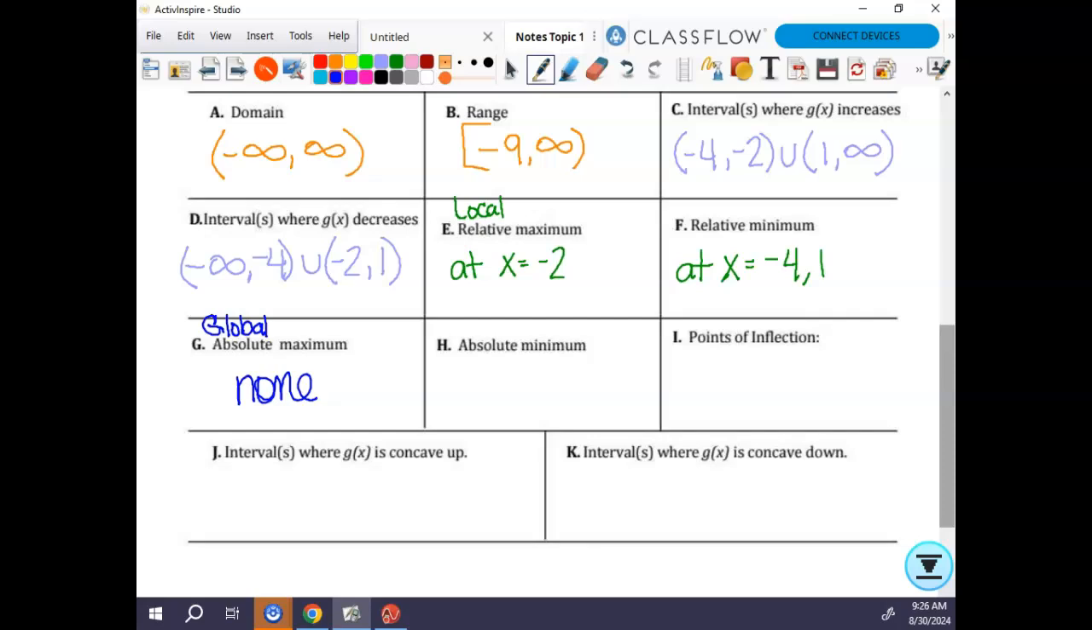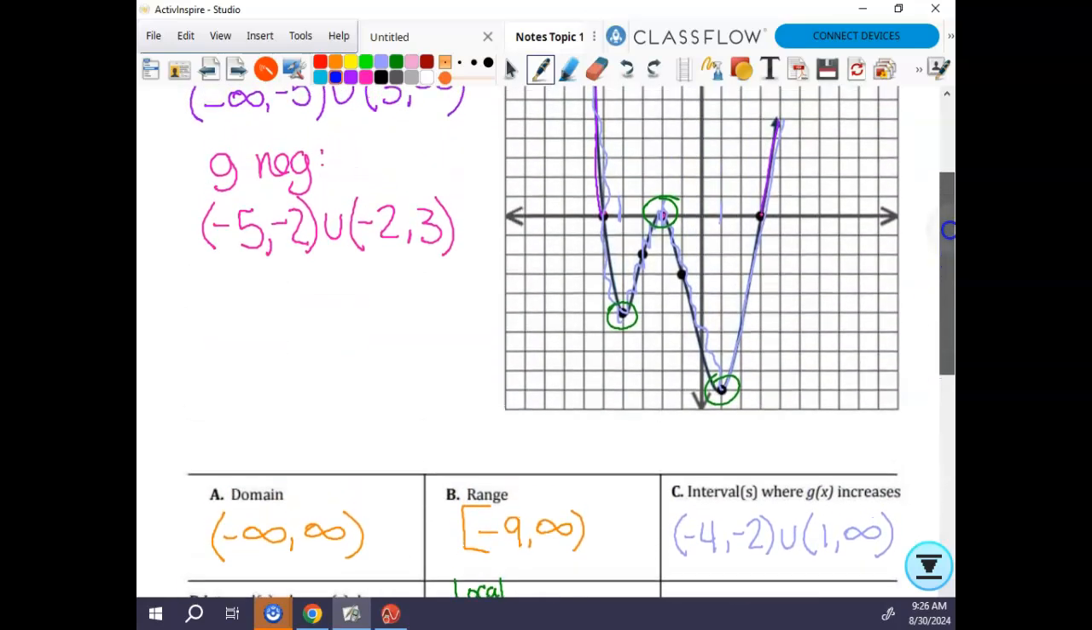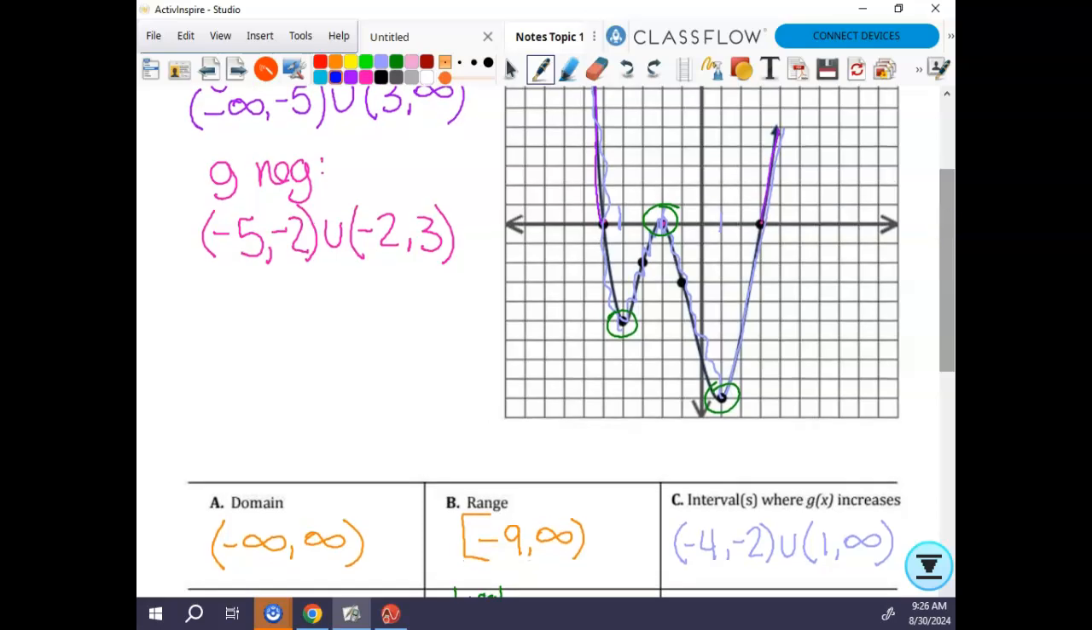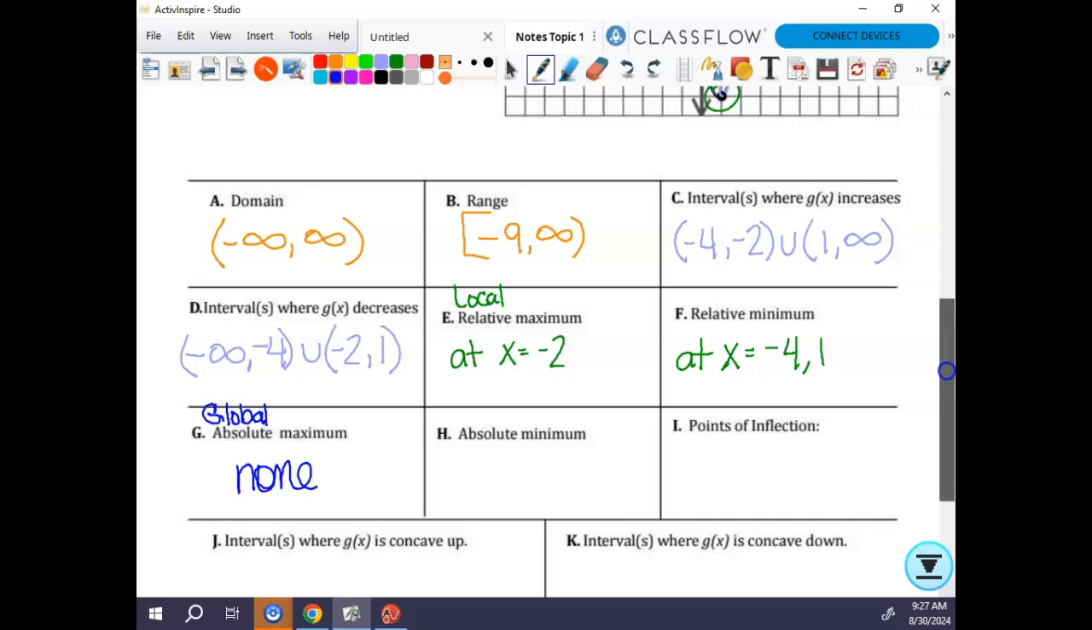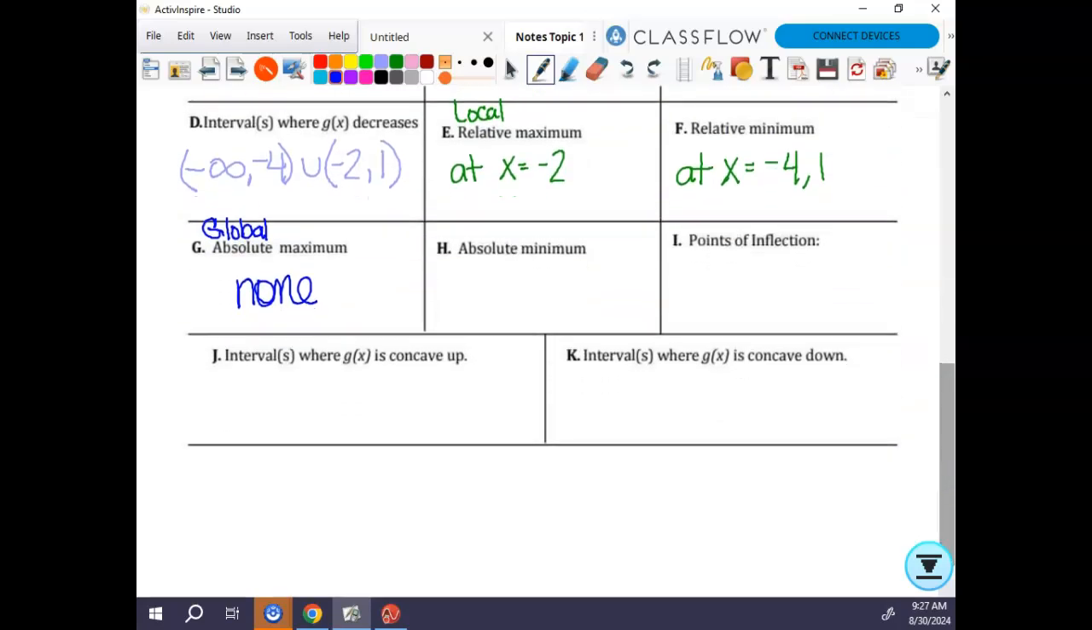Absolute minimum. First of all, what is the absolute minimum value? -9. And it occurs at 1. Okay. So absolute minimum is -9 at x equals 1. Because you could be asked for both things. So remember, the value, the absolute minimum value is the y value. Location is the x value. Okay? Everybody good with all that?